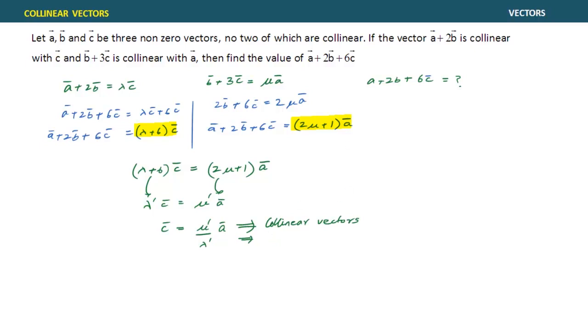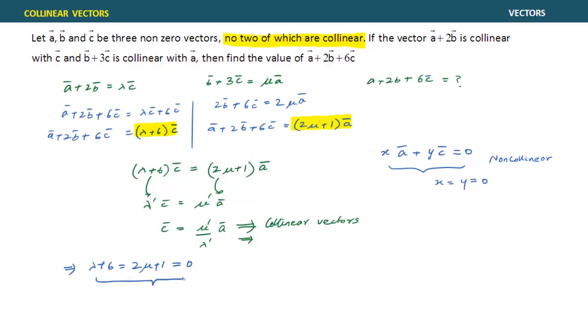But it was given to you in the question that no two of which are collinear. Remember here, no two of which are collinear. So if there are two non-collinear vectors, as we just did with the formula, let's say x a plus y c for example, and they are given in a linear combination, then if they are non-collinear, the only thing that can happen is that their coefficients must be 0. So for example here, that means lambda plus 6 should be equal to 2 mu plus 1 should be equal to 0. This is the only possibility that we have.